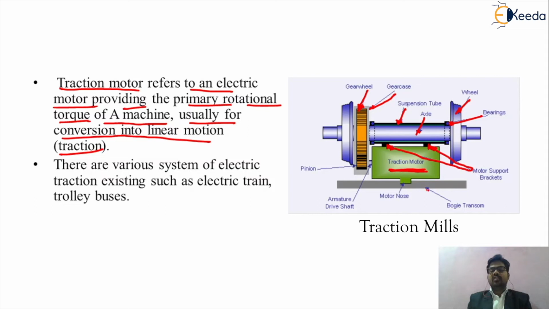This is the bogie transom, this is the motor nose, this is the armature drive shaft, because this motor will be connected to the load. This is the motor, and this is the load, the whole wheel part of your traction drive, and this is the pinion. The pinion is very important as concerned with the gear mechanism. So what is the operation? The direction of this motor will be clockwise or anti-clockwise, depending upon the fundamental characteristics of the supply. And what do we mean by load? This is the load by which we have to drive the wheels of your traction drive.